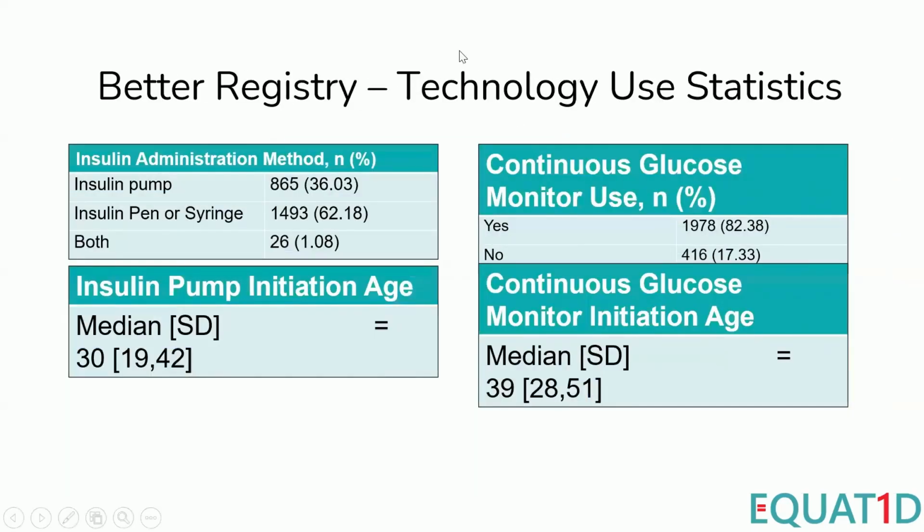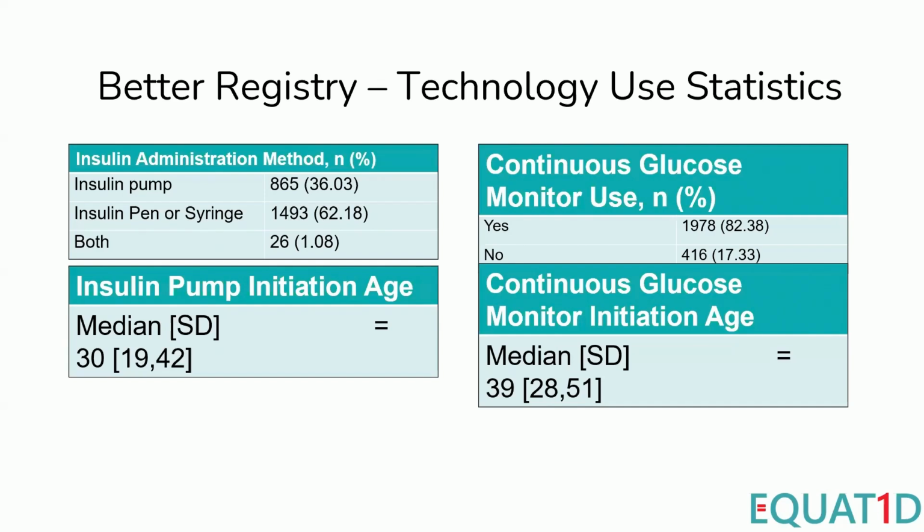So the main outcome we were interested in was use of technologies. So that was insulin pump use, and continuous glucose monitor, or CGM use. So in our analysis, we had approximately 37% using an insulin pump, with the average age of pump initiation being 30 years old. And we had 82% using continuous glucose monitors, or CGM, with the average age of CGM initiation being 39 years old.